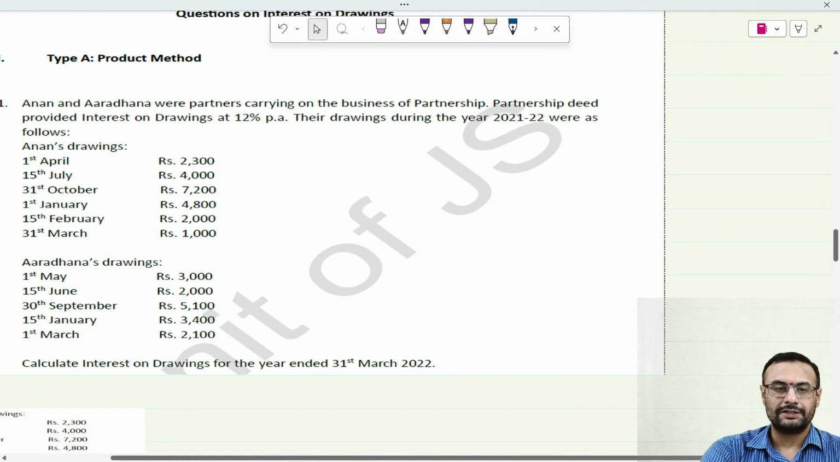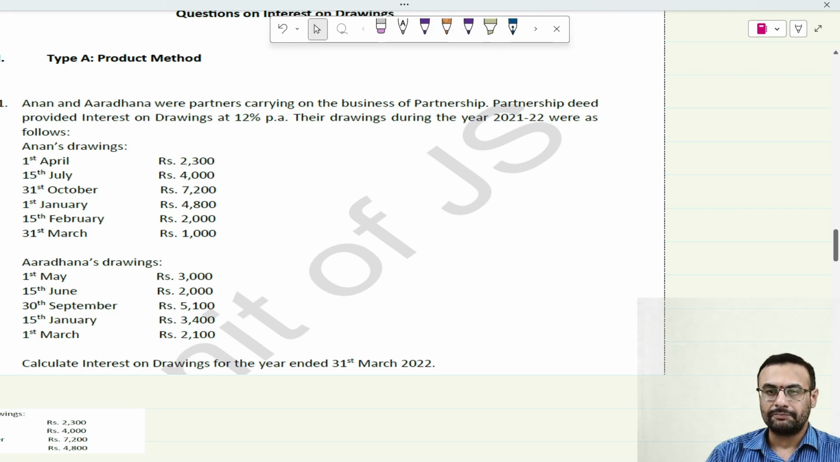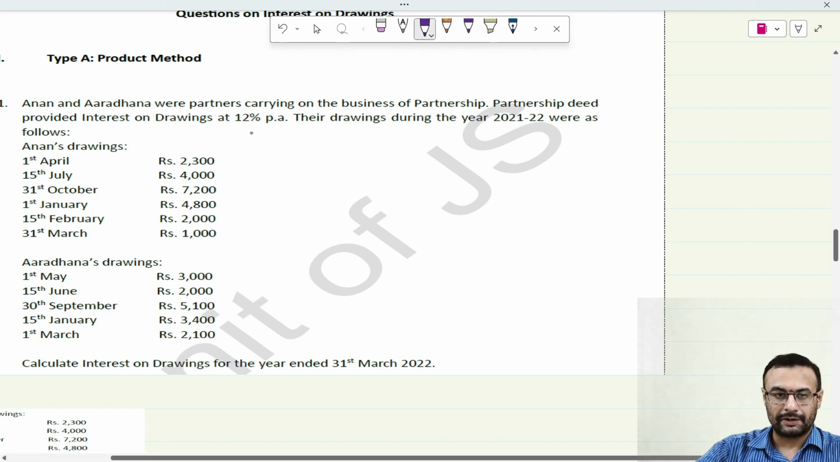Please have a look at this problem. Anand and Aradhana were partners carrying on the business of partnership. Partnership deed provided interest on drawings at 12% per annum. This particular 12% per annum is important. Their drawings during the year 21-22 were as follows. Anand's drawings: 1st April, 15th July, 31st October, 1st January, 15th February and 31st March.